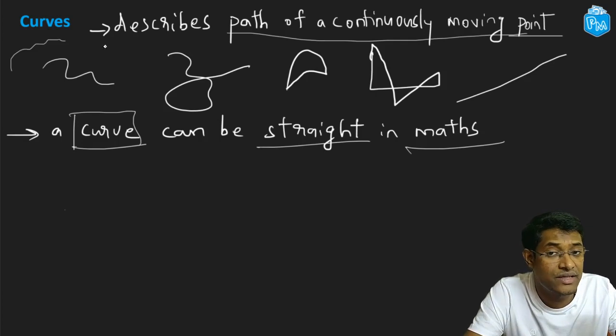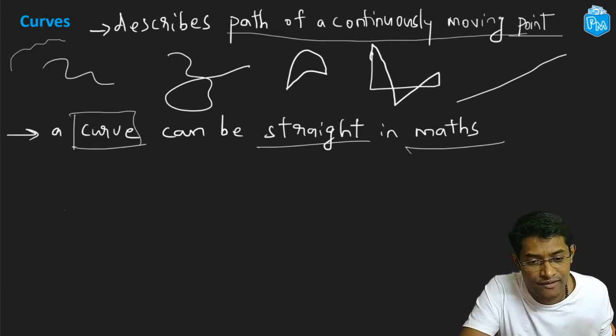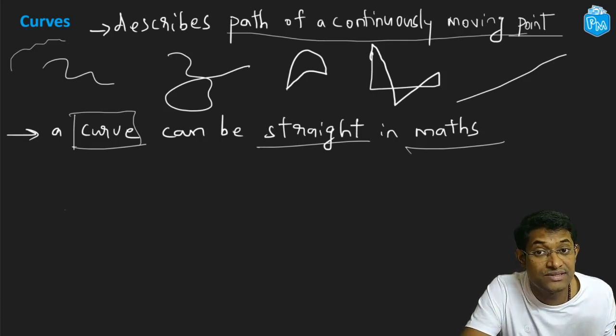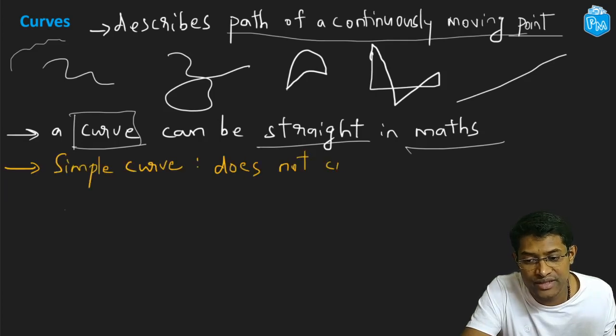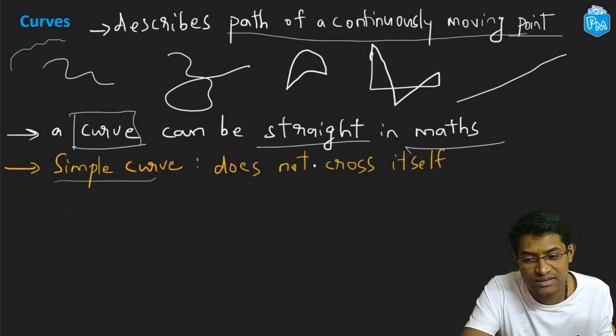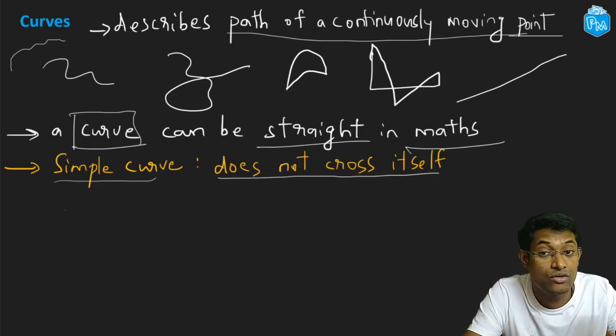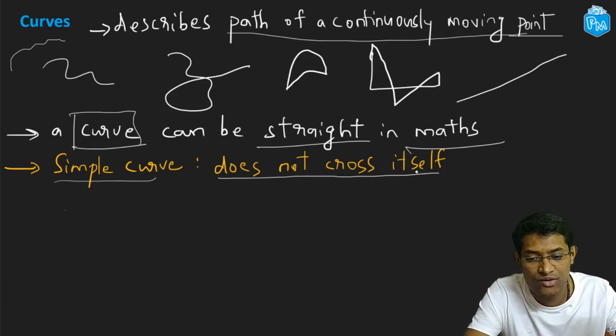Let's try to understand the different types of curves. If I have a term that says simple curve, what do I mean with that? Simple curve means it does not cross itself. If a curve does not cross itself, we call that curve a simple curve. What do I mean with that?